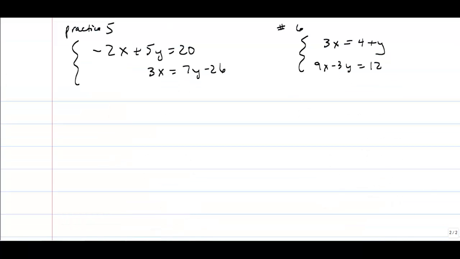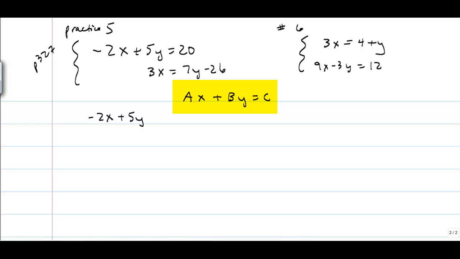Before we finish talking about elimination, I do want to point one thing out. If you're given questions like practice 5 and 6, and this is on page 327, we notice that the second equation has y on the right-hand side of the equation. Well, to use elimination, we always want to get things in the form of ax plus by equals c. This is called the standard form of a linear equation. So I would rewrite number 5 as -2x plus 5y equals 20. And then for the second equation, I'm going to subtract 7y from each side, and I'm going to get this set of linear equations. Let's quickly go through and solve this.